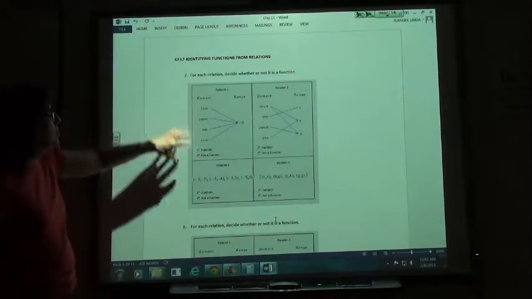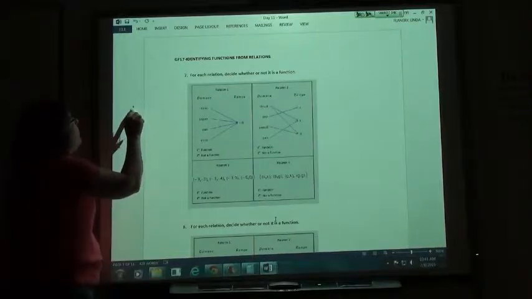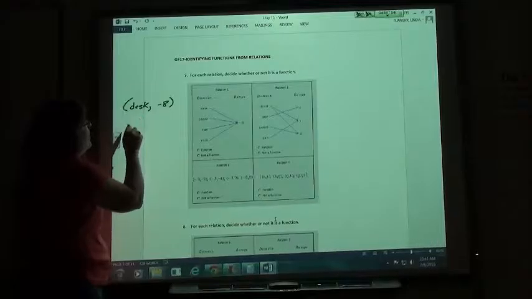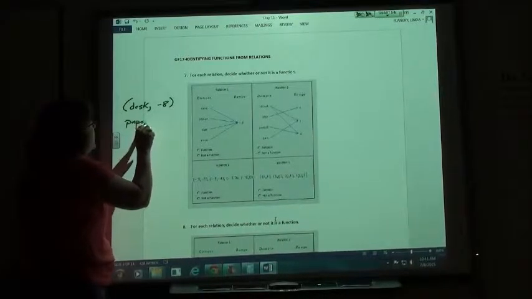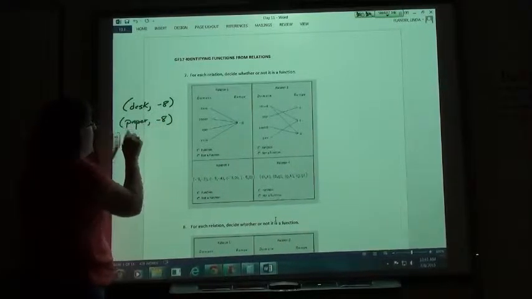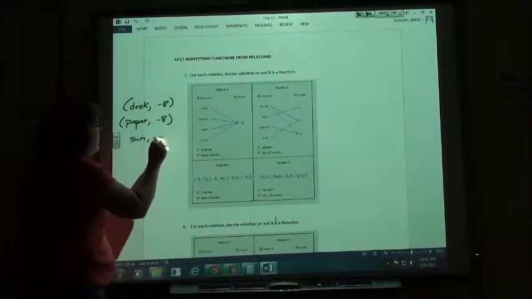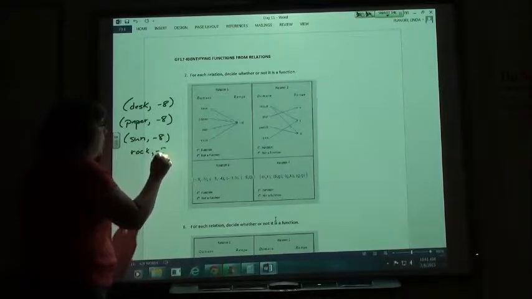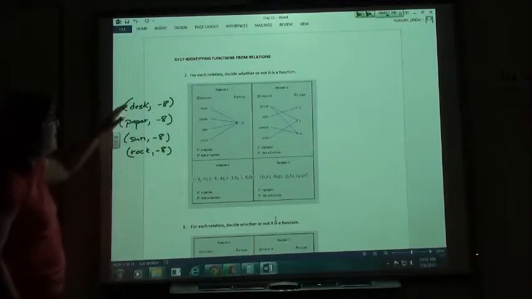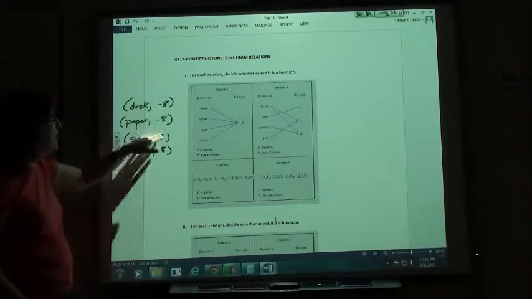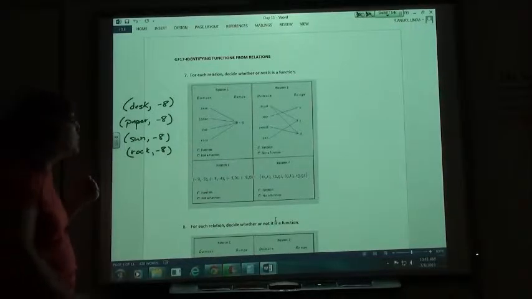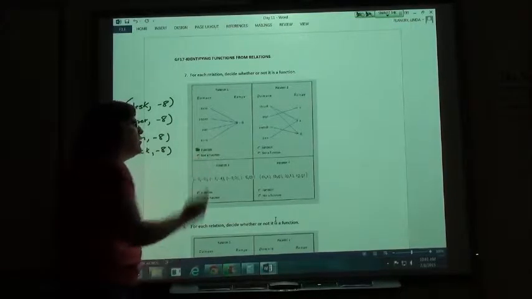So if I were to write this as ordered pairs, I would have the desk going to -8, paper also going to -8, the sun going to -8, and the rock going to -8. Each of my values only has one corresponding y value, or value in its range. It is going to be a function.